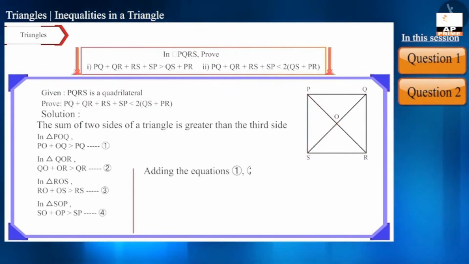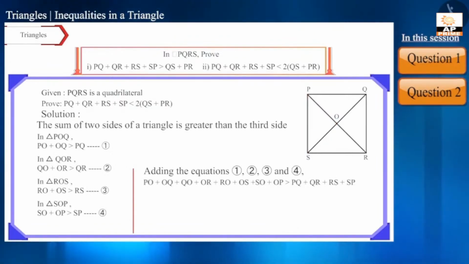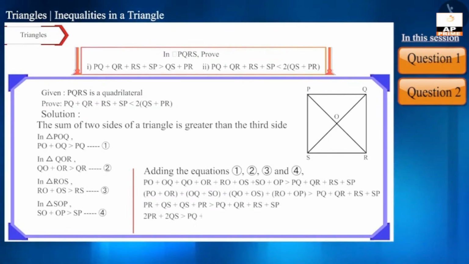Now if we add all four inequalities, then we get, by simplifying it, we will get, if you write it this way, something like PQ plus QR plus RS plus SP is smaller than 2 times PR plus QS. And thus, it has also been proved.